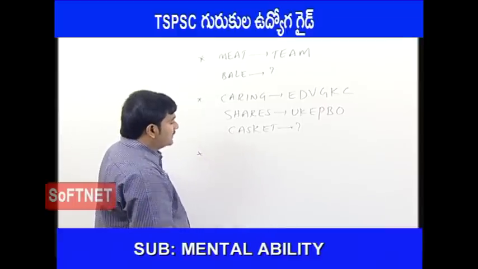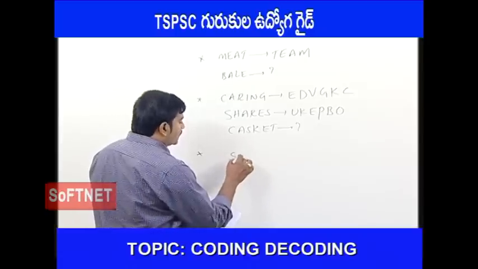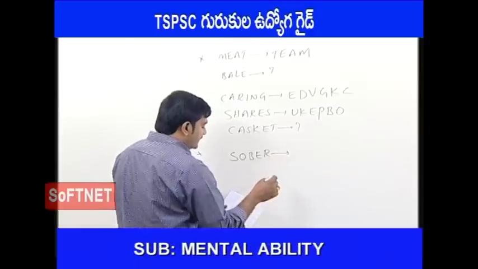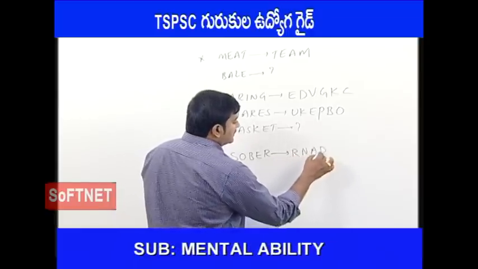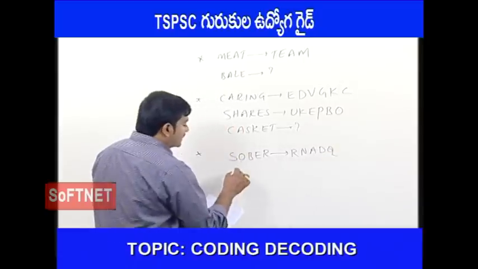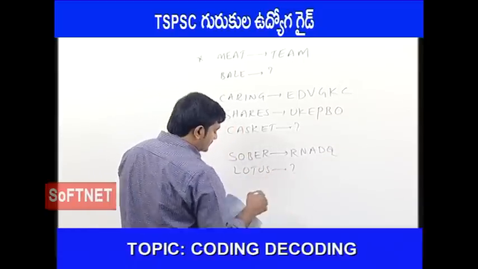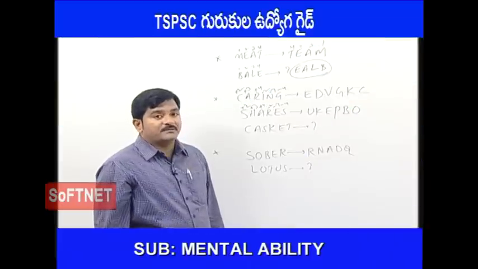The next question in this letter coding is in a certain code language SOBER. In a certain code language SOBER can be written as RNADQ. Then what is the code for the word lotus? What is the code for the word lotus? Okay, so now second explanation once again.